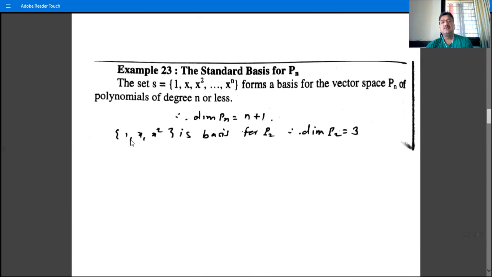Therefore the dimension of Pn is n plus 1. {1, x, x squared} is the basis of P2, so the dimension of P2 is 3, because there are three vectors in the basis of P2. Similarly, {1, x, x squared, x cubed} is the basis of P3, and so the dimension of P3 is 4.